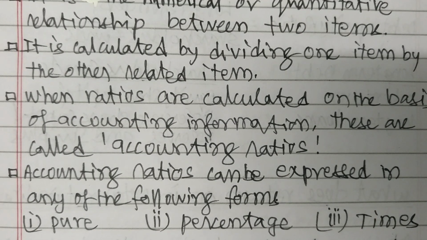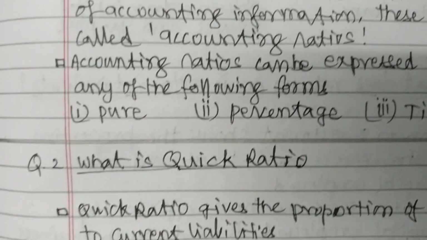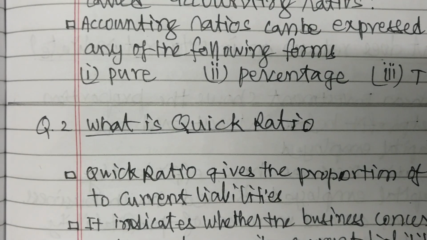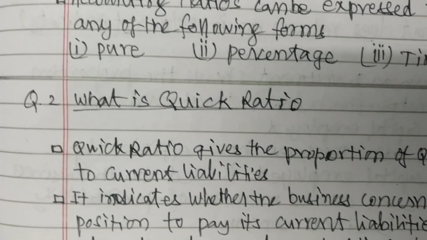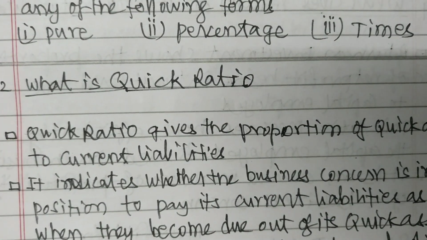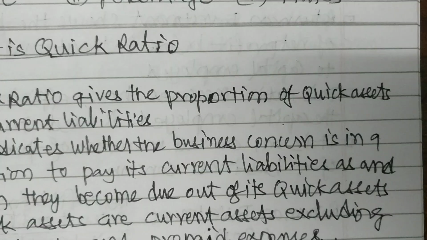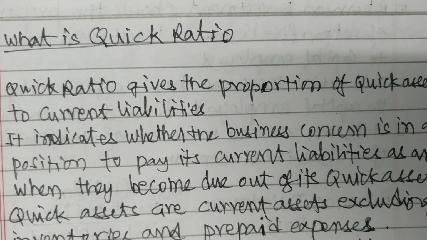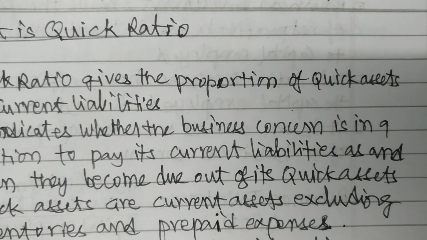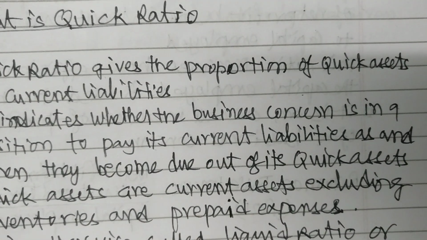Accounting ratios can be expressed in any of the following forms: pure, percentage, times. What is quick ratio? Quick ratio gives the proportion of quick assets to current assets. It indicates whether the business concern is in a position to repay its current liabilities as and when they become due out of its quick assets.